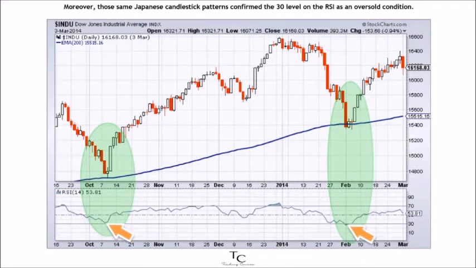Moreover, those same Japanese candlestick patterns confirmed the 30 level on the RSI as an oversold condition.